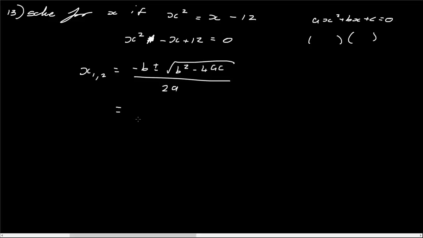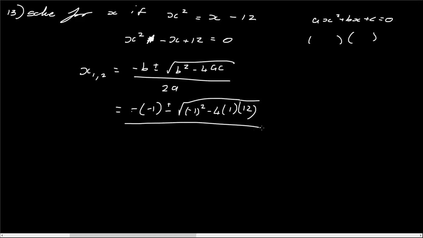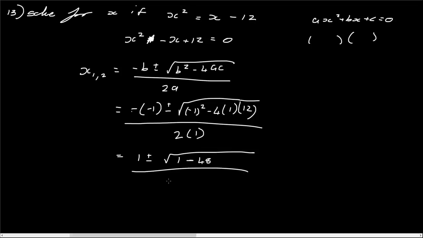Okay, so let's start plugging in values. Looking at the general form, b is minus 1, so it's minus minus 1 plus or minus the square root of b squared, which is minus 1 squared, minus 4, where a is 1 and c is 12, over 2 times a, where a is 1. So that is equal to 1 plus or minus the square root of negative 1 squared, which is 1, minus 4 times 12, which is 48, over 2.